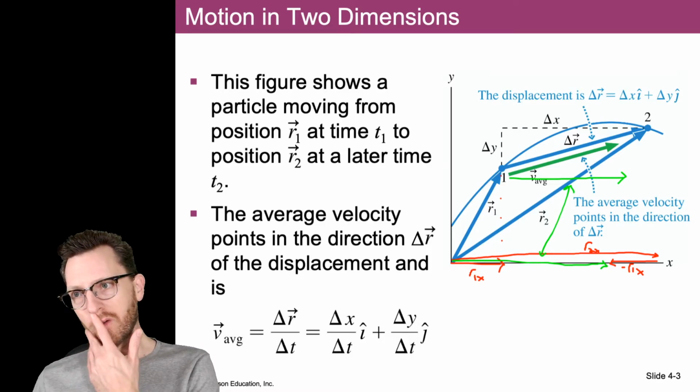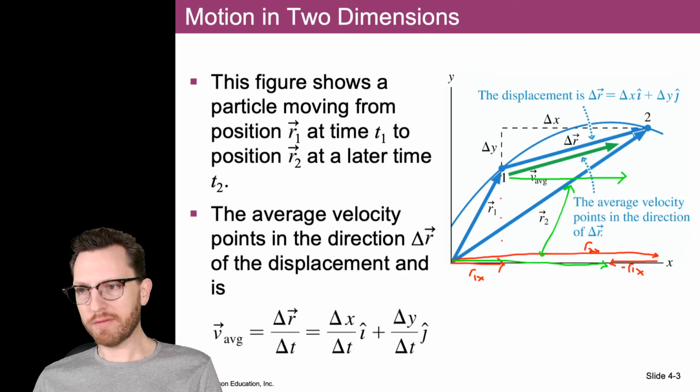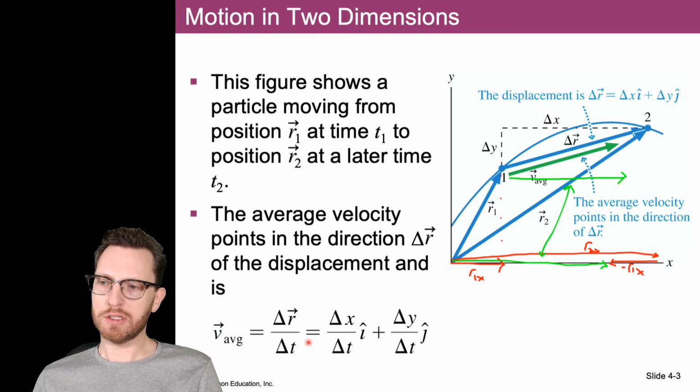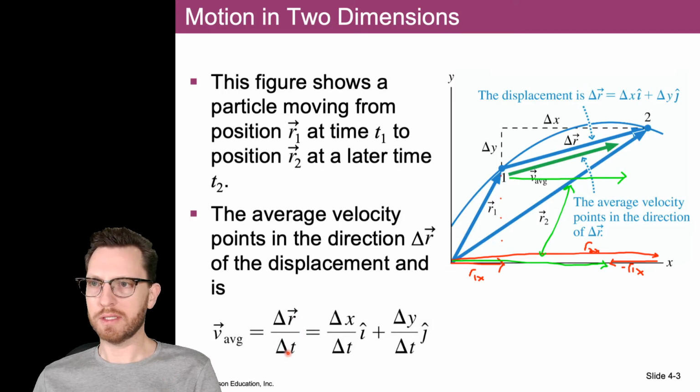What other physical quantities can I describe? Well, now that I've defined my displacement vector delta R, I can also describe an average velocity. The average velocity is just that delta R vector divided by the time interval, the time that it took me to get from position 1 to position 2.